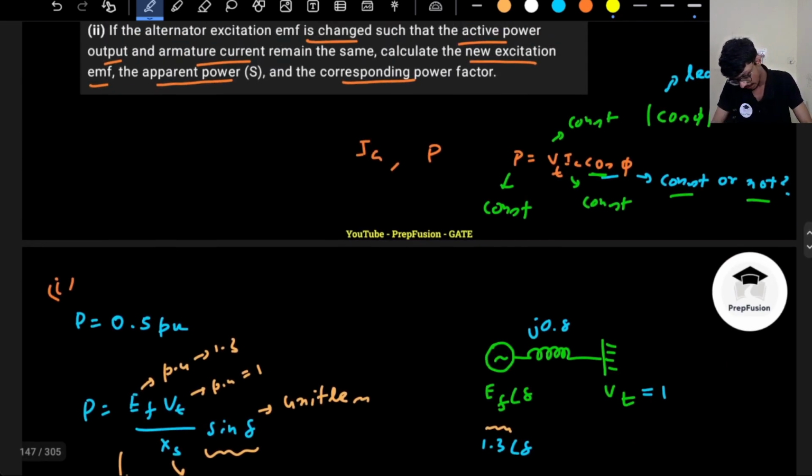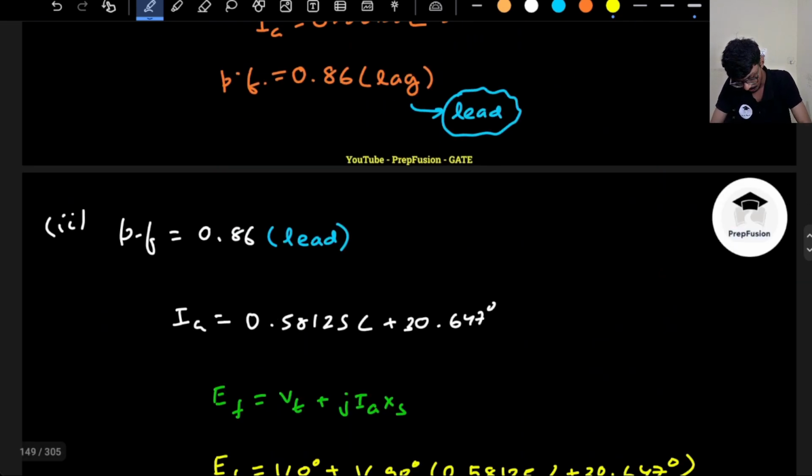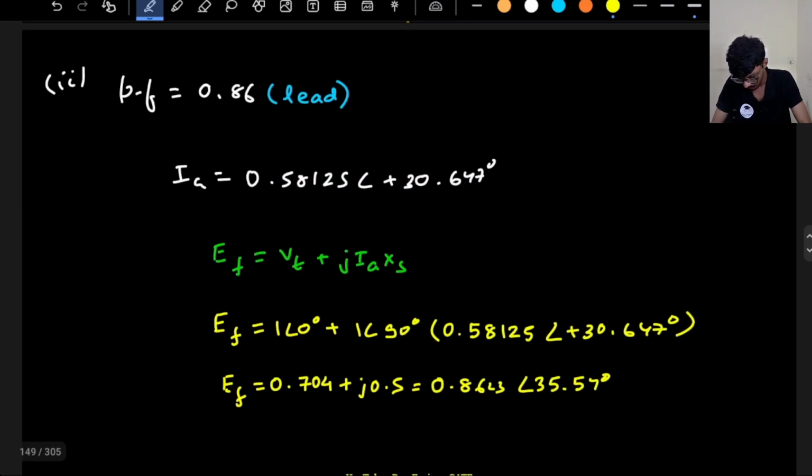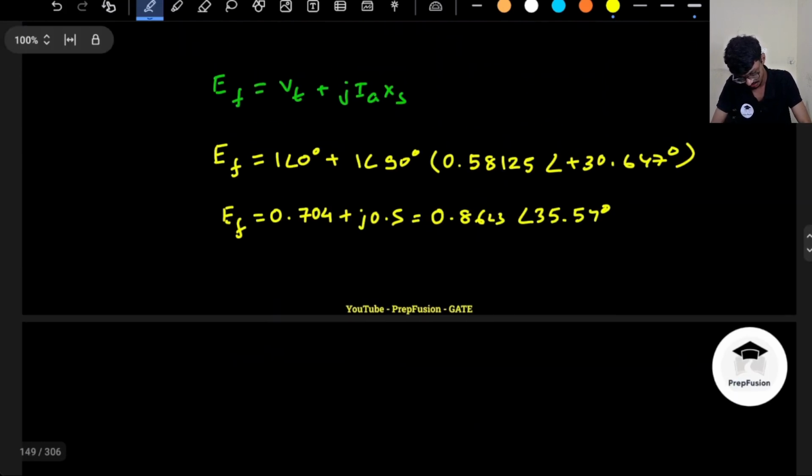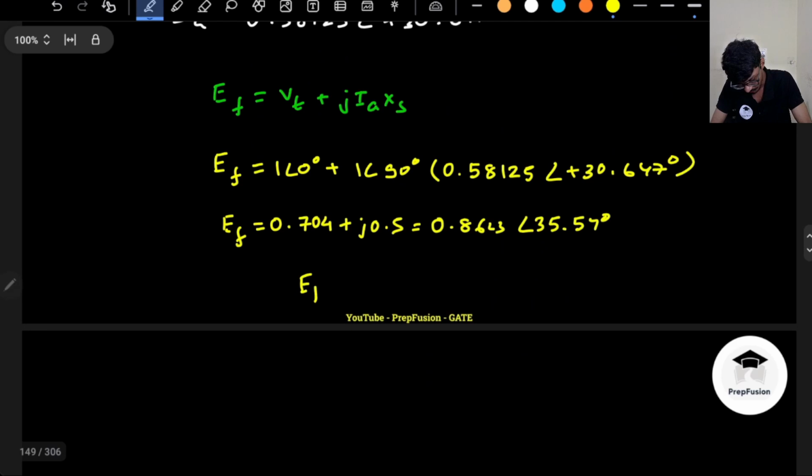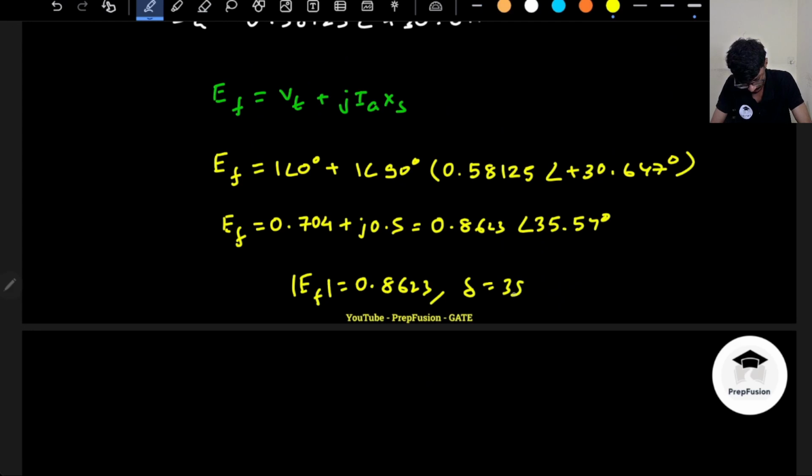So now they are also asking the apparent power. What will be the apparent power? So apparent power in per unit. So this is the excitation. Magnitude of EF we have already found out, that is 0.8623. Delta we know, 35.54.